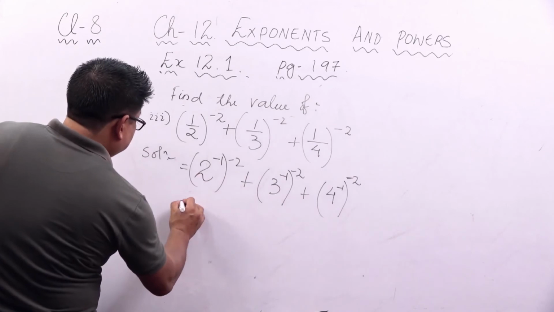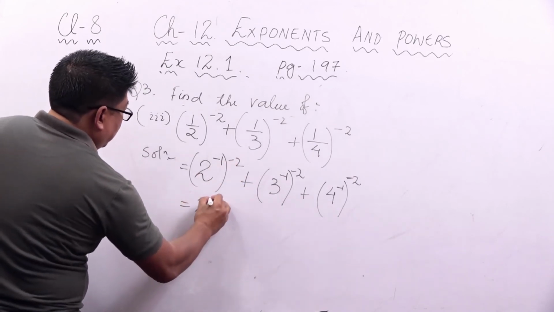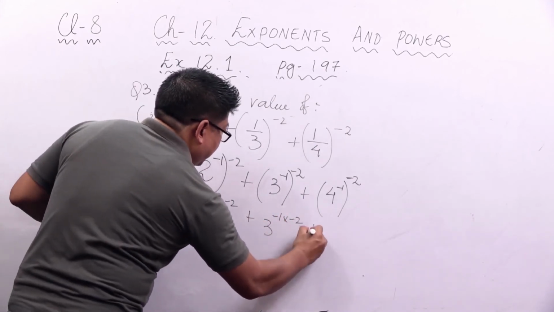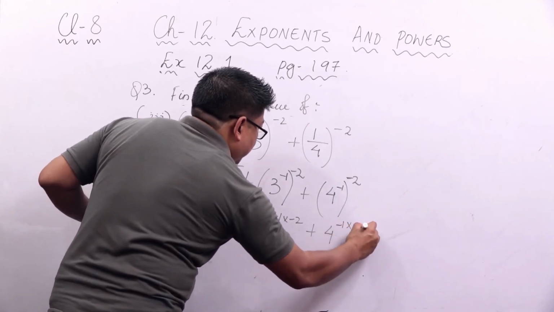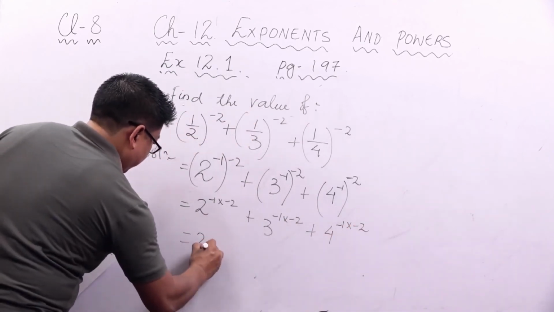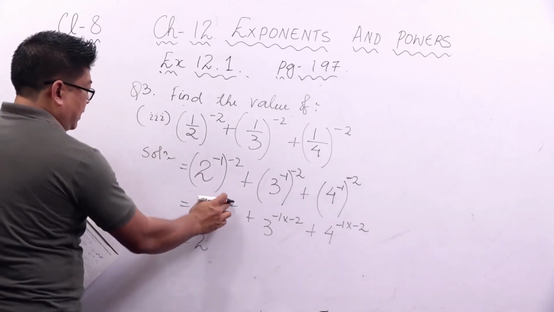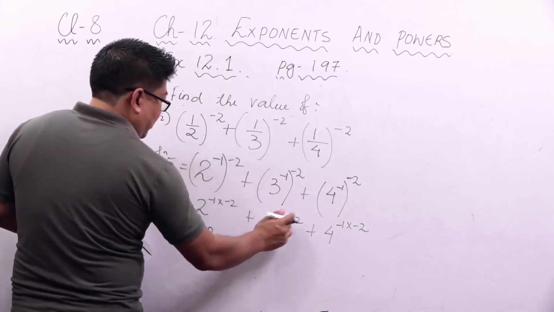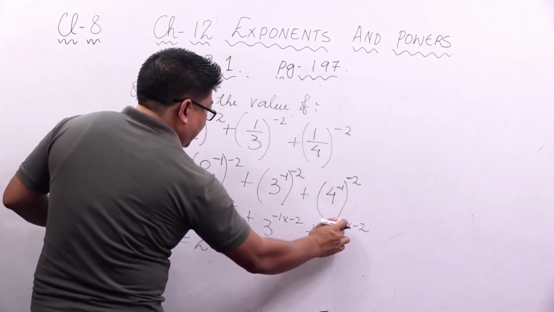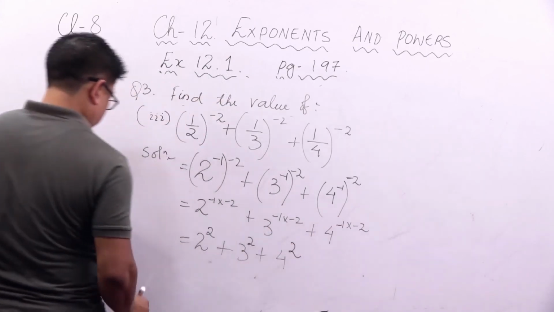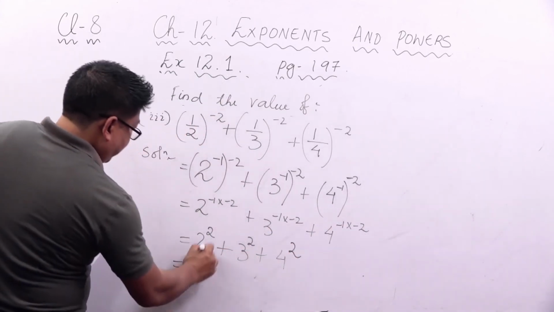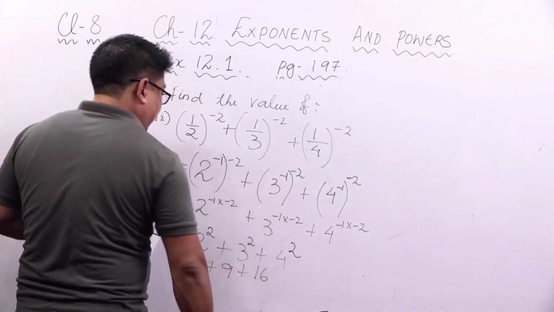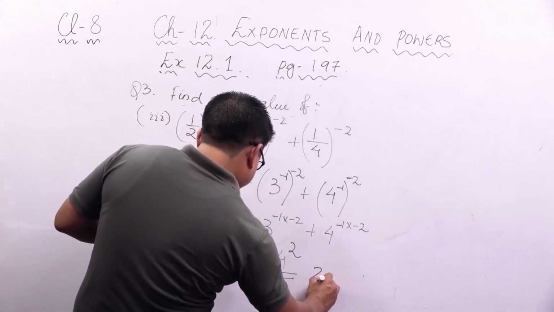So after doing this, I will multiply the powers. 2 to the power minus 1 into minus 2, plus 3 to the power minus 1 into minus 2, plus 4 to the power minus 1 into minus 2. So if you multiply the powers, minus into minus is plus, 1 into 2, 2. Plus 3 to the power minus into minus plus, 1 into 2, 2. Plus 4 to the power minus into minus plus, 1 into 2, 2. So when you solve it, you get 2 squared is 4, 3 squared is 9, 4 squared is 16. If you add all of them, you will get 29.